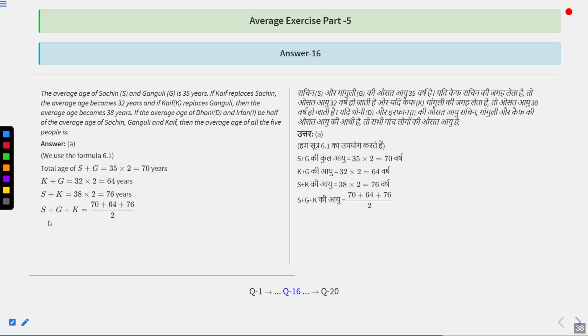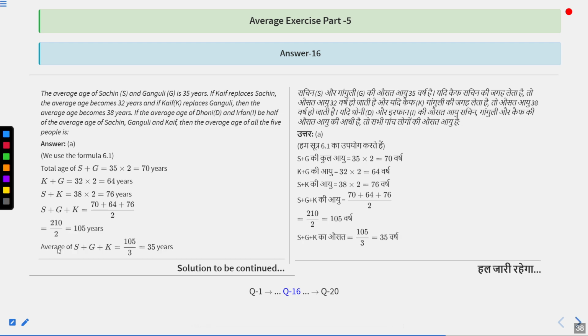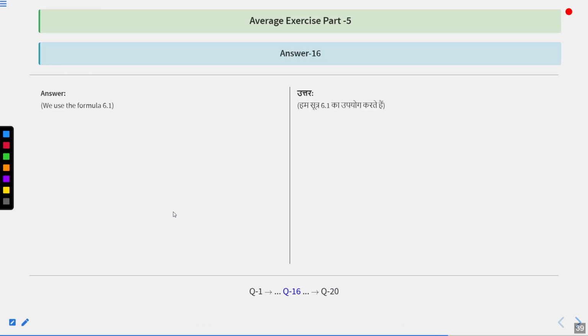Clear? So Sachin, Ganguly and CAF's age in total is 70 plus 64 plus 76 divided by 2. So it will become 105 years. Now the average of Sachin, Ganguly and CAF, average means divided by 3, so it will become 35 years. Solution to be continued.